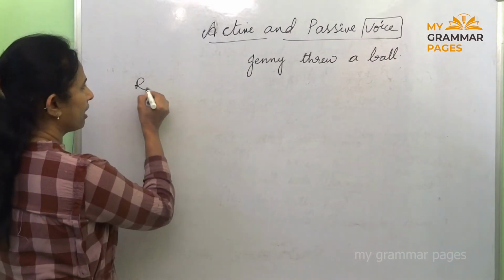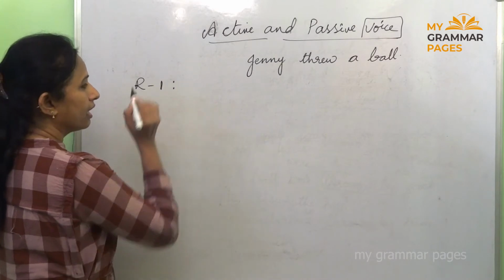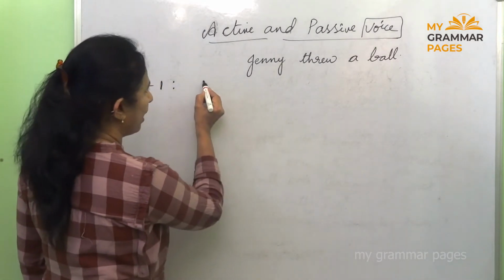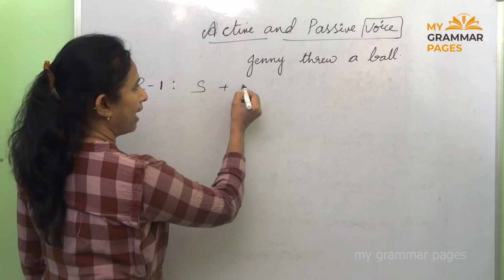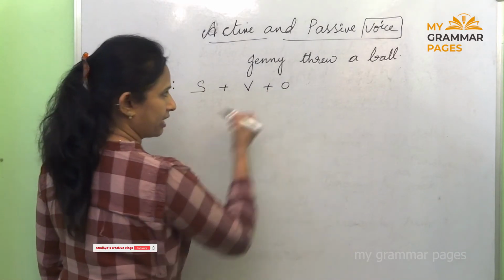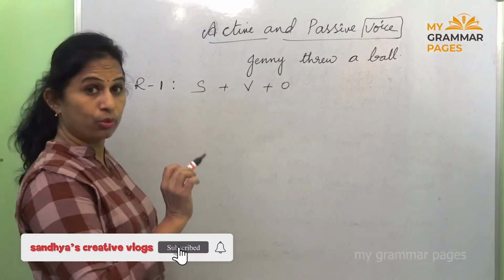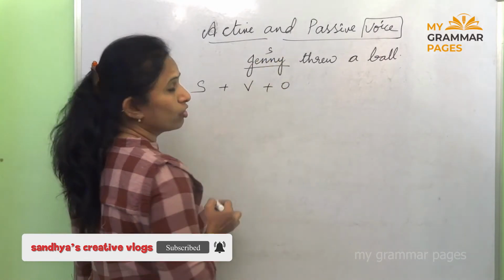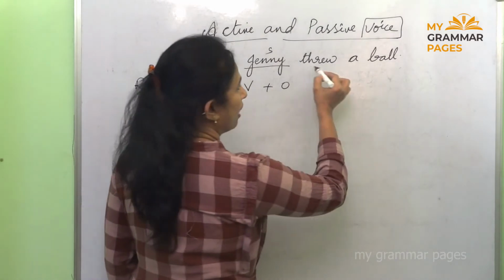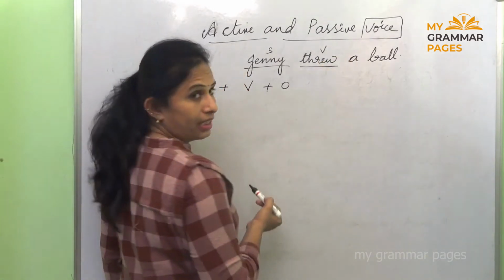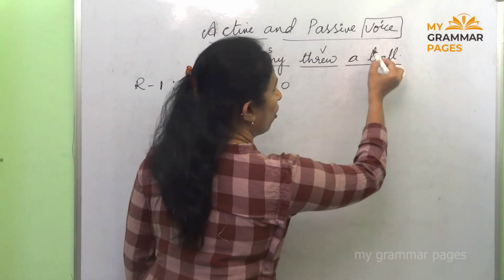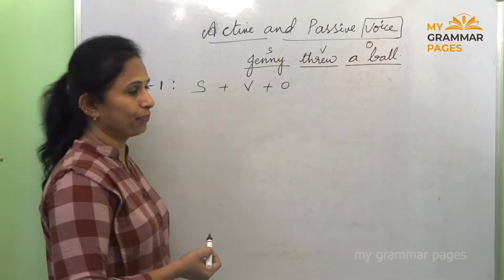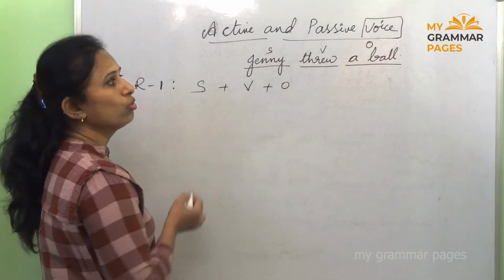Now let me take rule number 1. In rule number 1, first you identify the subject, the verb and the object. This is the first thing you need to do when you look at a sentence. Now, Jenny is the subject because it is doing the action. Threw is the verb. It is the action. And a ball is the object. Okay, so this is rule number 1.